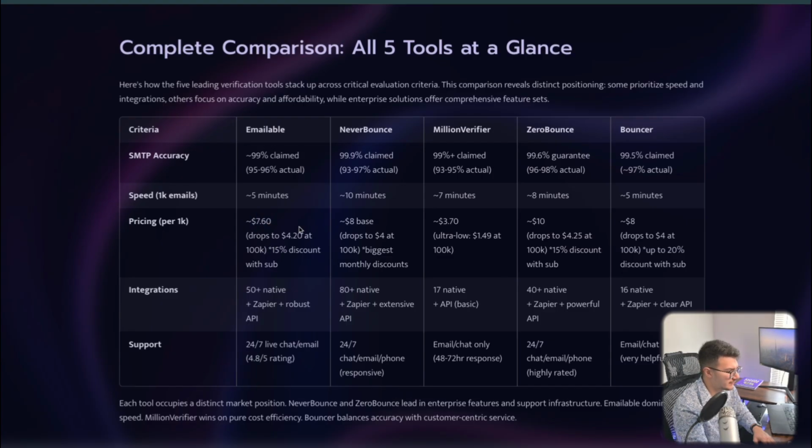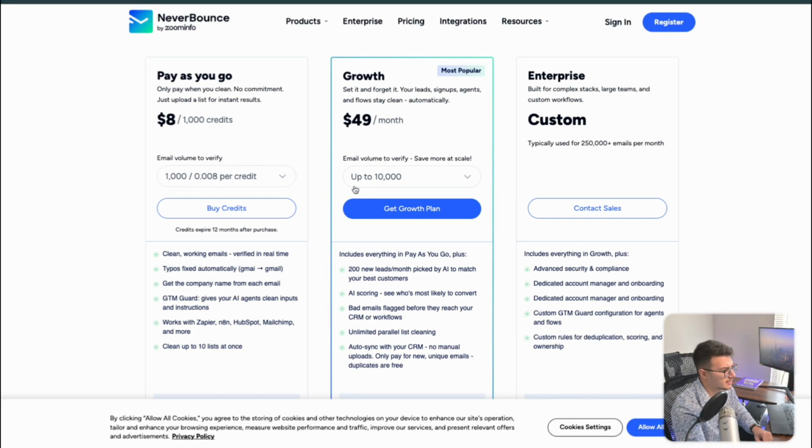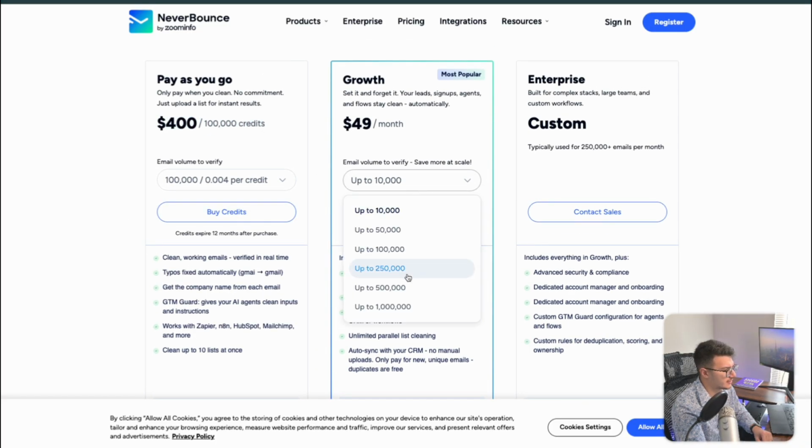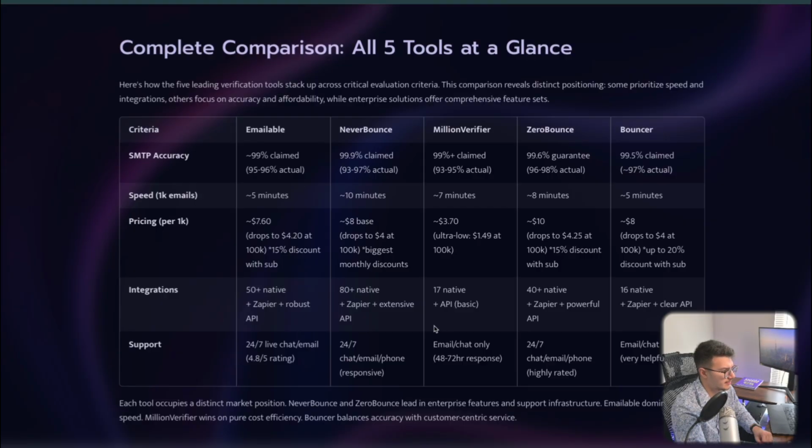So Emailable comes in at about $7.06 on their cheapest plan and drops to about $4.20 at 100K. Now, they do offer a 15% discount with subscription. NeverBounce is actually going to come in at $8 for the base 1,000 and drops to about $4 per 1,000 at 100K. And they offer the biggest monthly discount. So for example, here, if I go to 100K emails, you'll see it's $400 for 100K. If I go down to 100K on the monthly, it is $159. So big price difference on the plans.